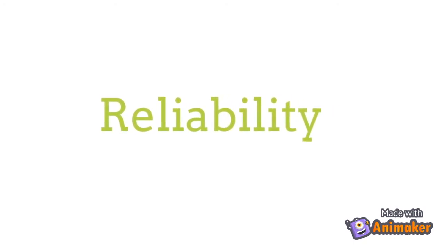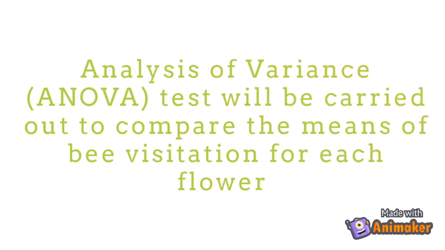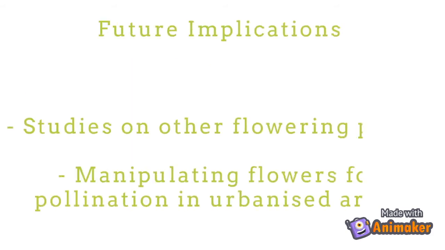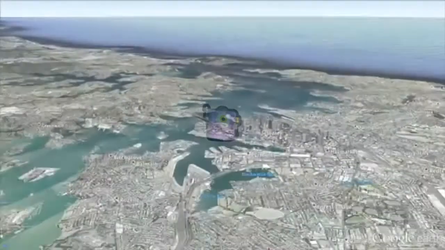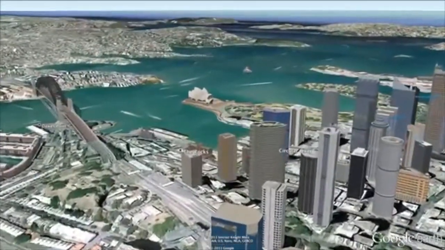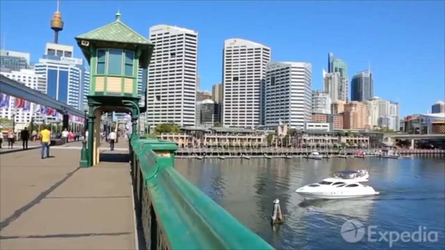An analysis of variance, or an ANOVA test, will be the test statistic used to compare the pollinator frequency means for each of the 3 flowers in the study. This will be computed using RStudio. This study could lead to implications for the future, such as extending research into more species of flowering plants. This could also lead to further studies on using this knowledge for increasing pollinators visiting urbanized areas to maintain plant species and pollination in such areas.